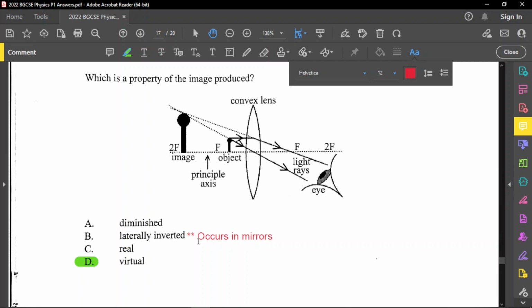Laterally inverted only occurs in mirrors, right? So when you look at a mirror, left is right, right is left. That's what it actually means. And it is not real, as I mentioned, because it is on the same side. If the image was on the opposite side, then it would be a real image, right? Again, check out those videos on lenses, and you'll get a better understanding of how images are formed by lenses and so on.